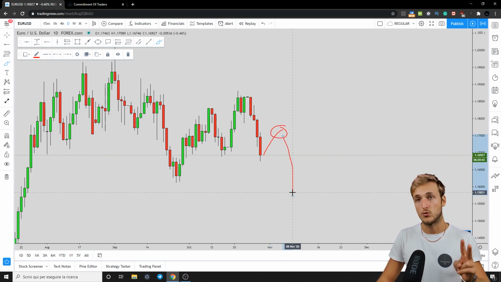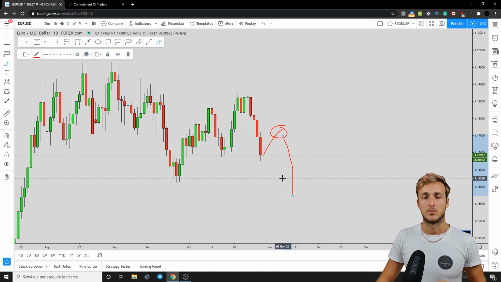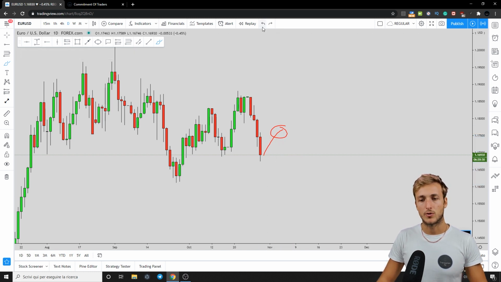So a completion of the M formation before the continuation lower is definitely possible. So actually here we have two opportunities, not only one, because we want to see a move to the upside in the short term, but a continuation to the downside and a retracement to the 0.382 of the monthly in the long term. So how we will be approaching this kind of opportunities with students.